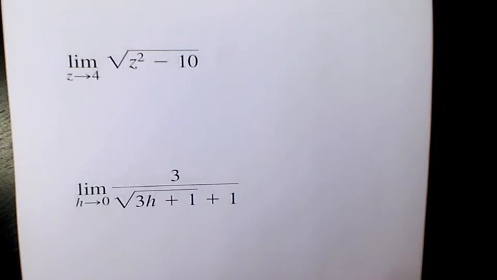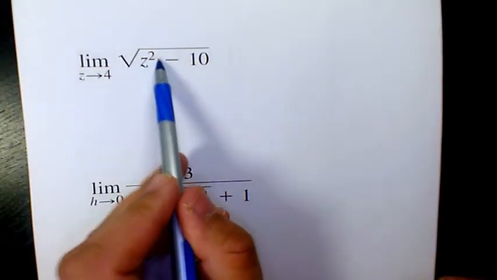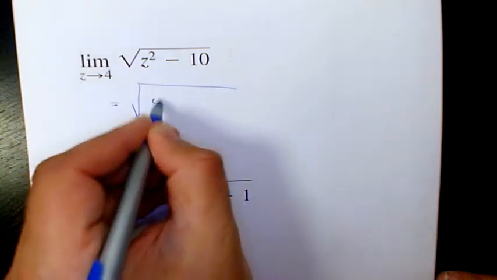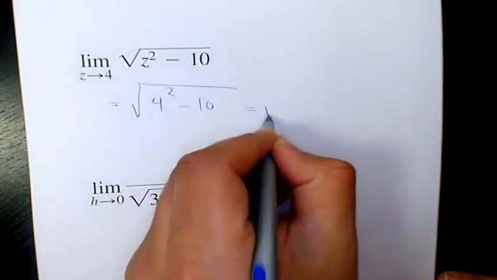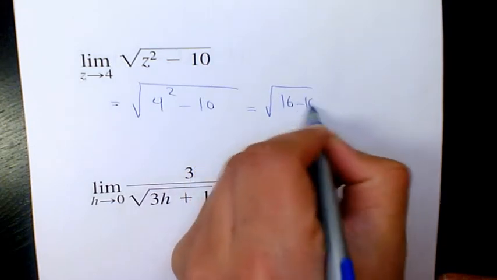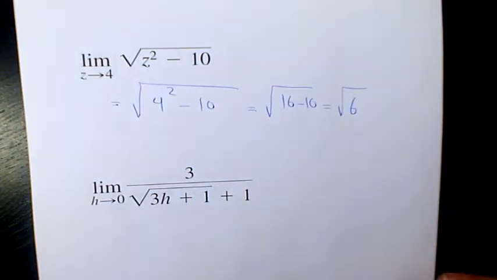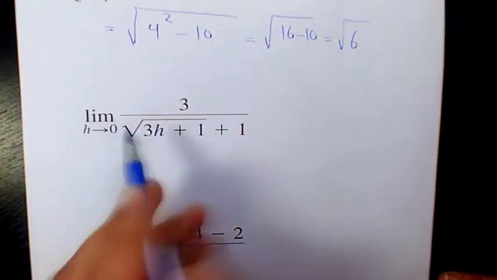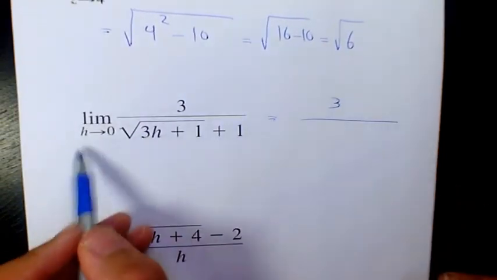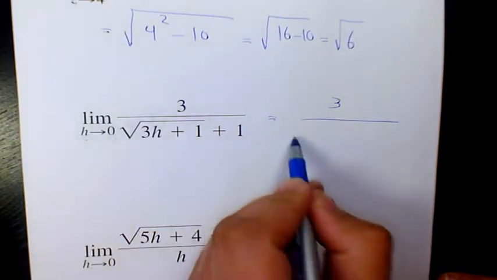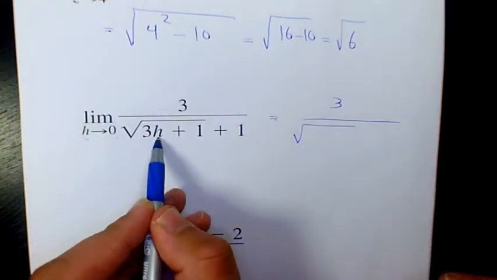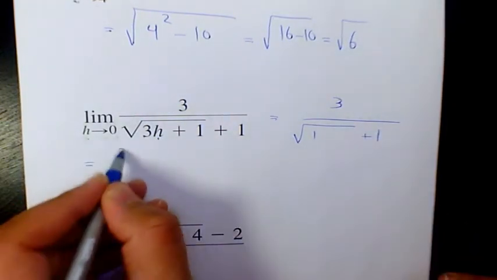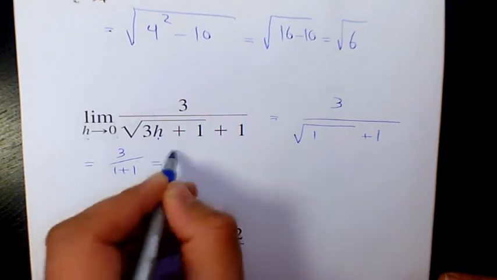Next one. Limit of square root of z squared minus 10 when z approaches 4. So 4 squared minus 10. It's going to be 16 minus 10. It's going to be square root of 6. Next one. 3 over, as h approaches 0, so it's going to be square root of 3 times 0 is 0, plus 1 is 1. Plus 1 is going to be 3 over 1 plus 1, or 3 over 2.